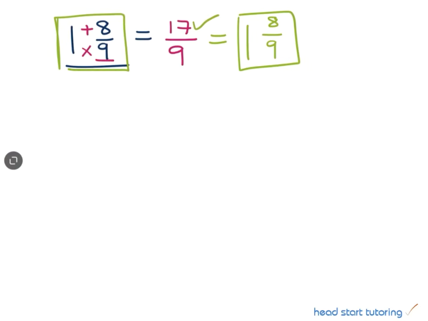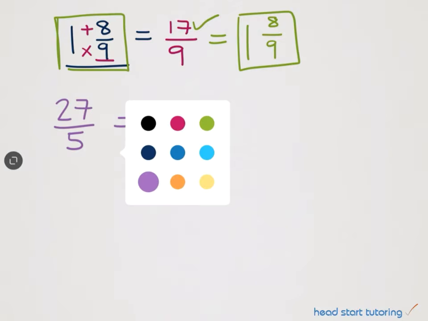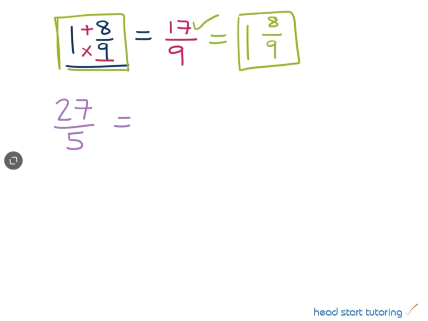Let's have a look the other way around. So if we've got 27 over 5, let's convert 27 over 5 into a mixed number. So 5 fits into 27 5 times. 5 times 5 is 25. The difference between 25 and 27 is 2. And we've got 2 over 5 because our denominators stay the same.